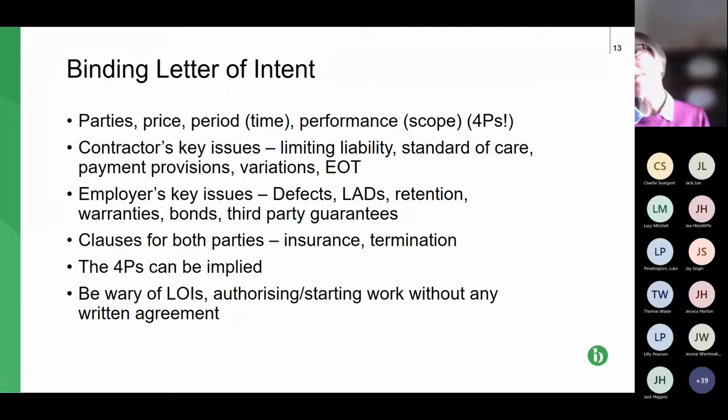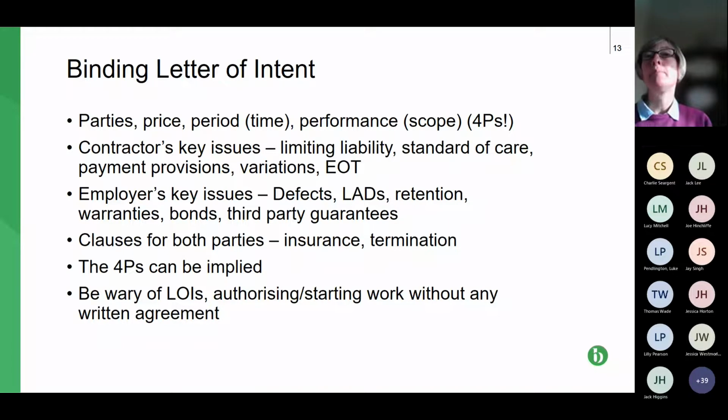Contractors and subcontractors, you need to think about your key issues, so they're the same as the key issues in a normal contract. So limiting your liability. What's your standard of care if you're designing? It shouldn't be fitness for purpose. It should just be reasonable skill and care. What are the payment provisions? What constitutes a variation? Extensions of time, etc. So all those key clauses.